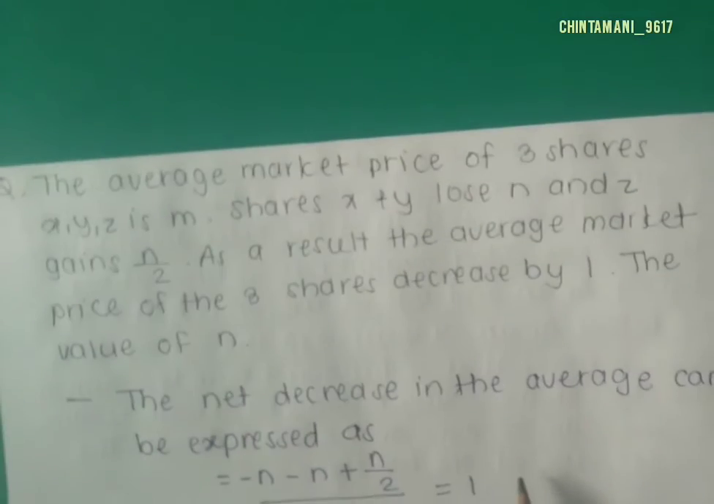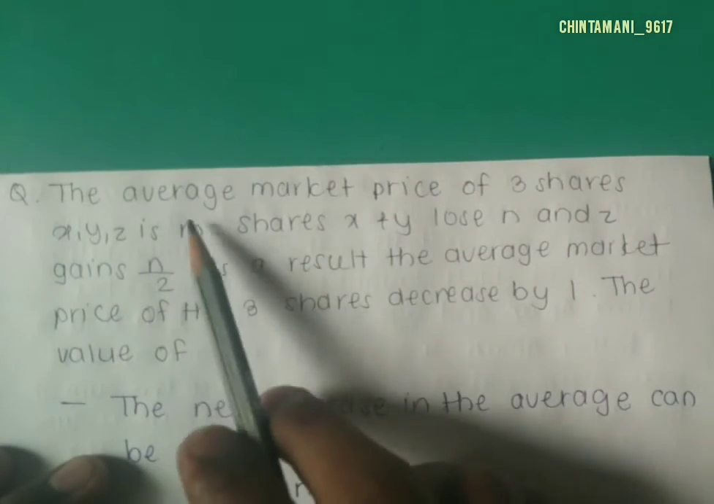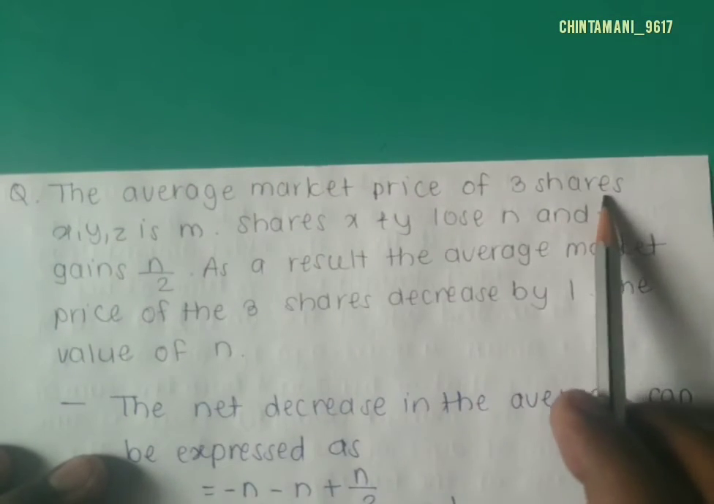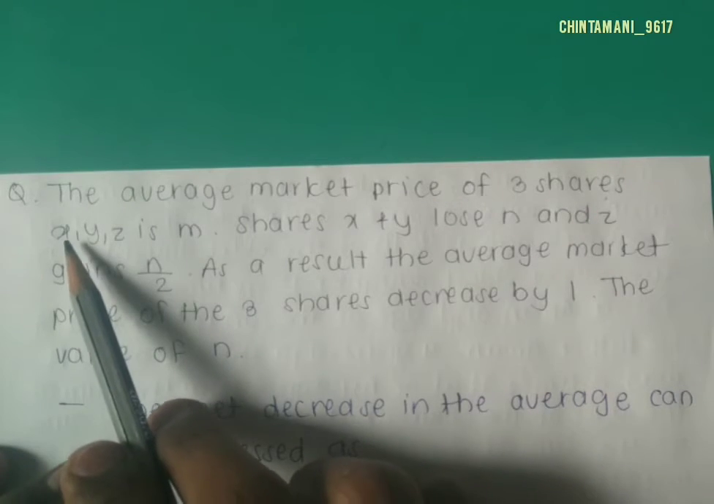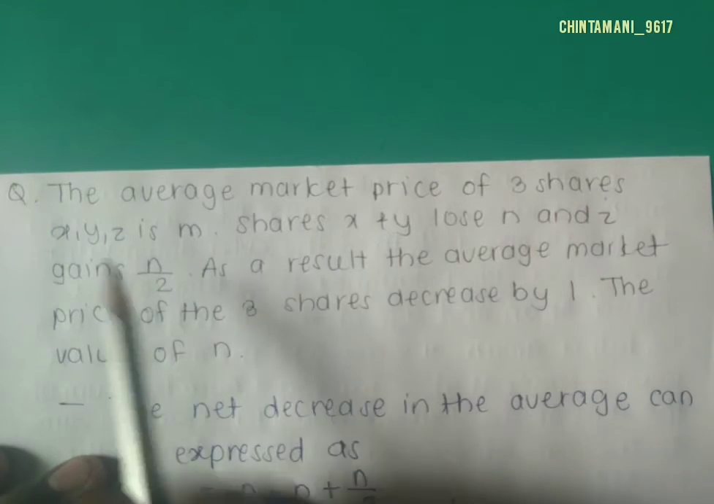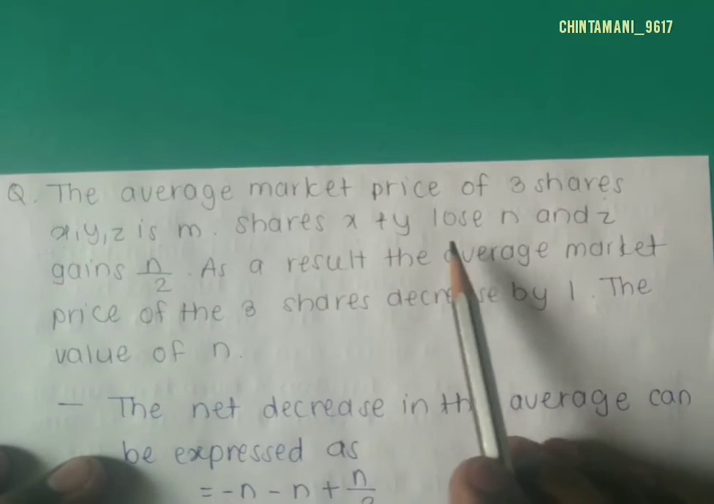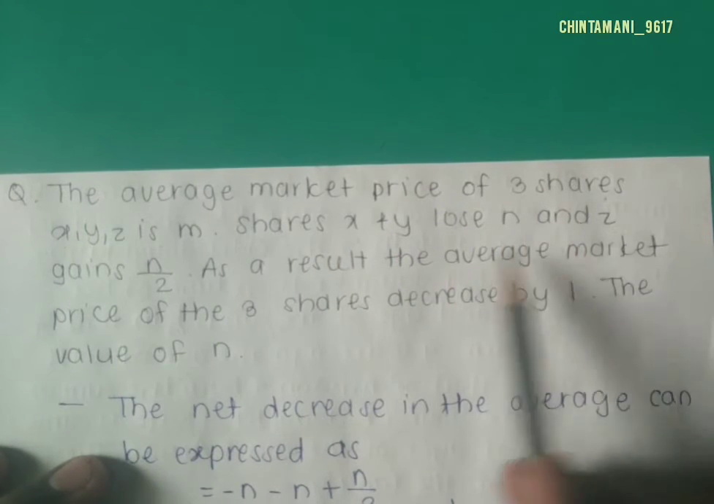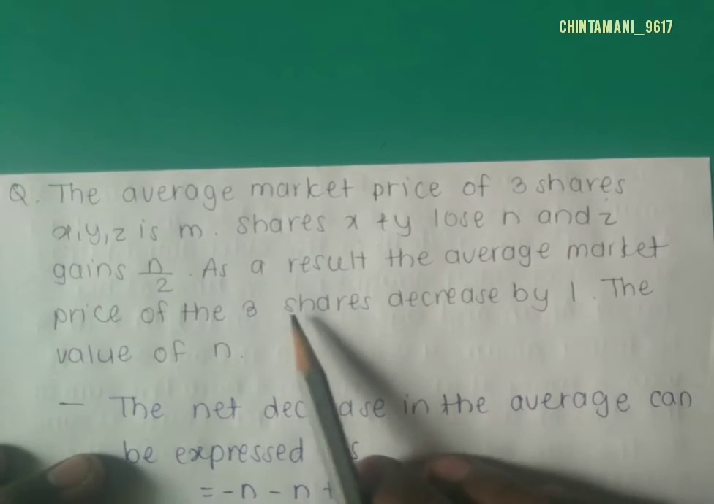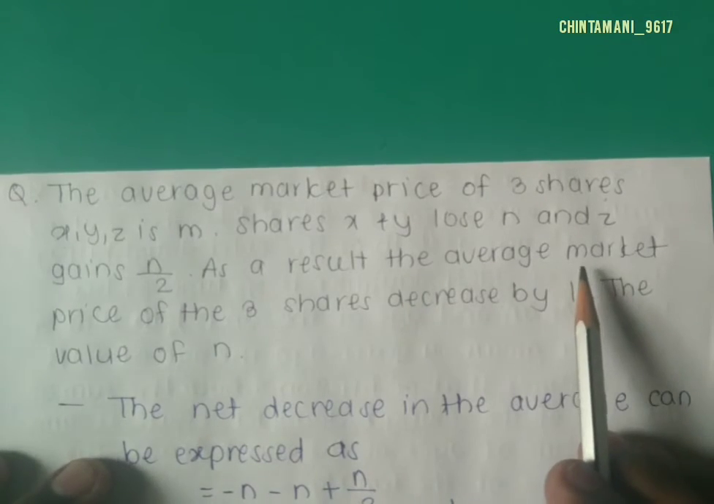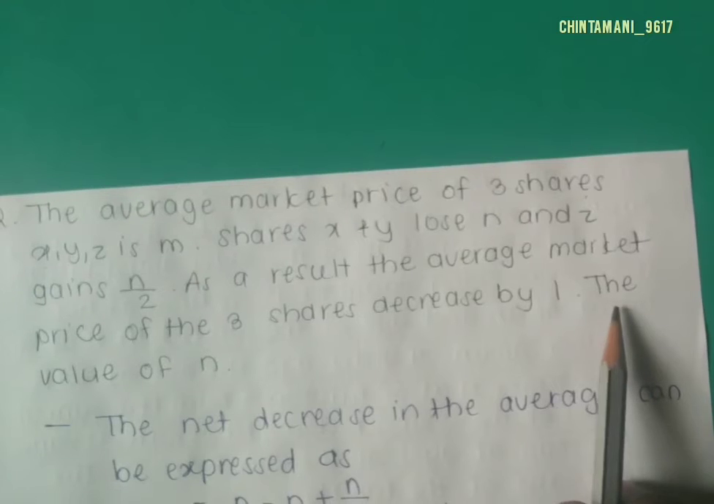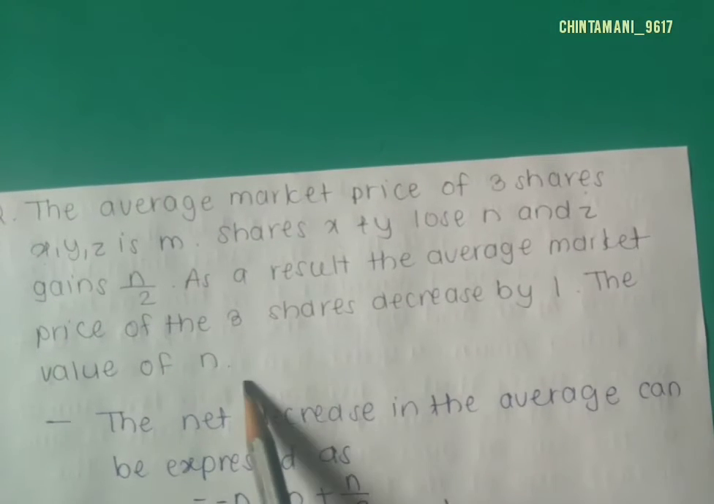Moving forward, the next question is: the average market price of 3 shares x, y, z is n. The shares x and y lose n and z gains n by 2. As a result, the average market price of the 3 shares decreases by 1. The value of n is.